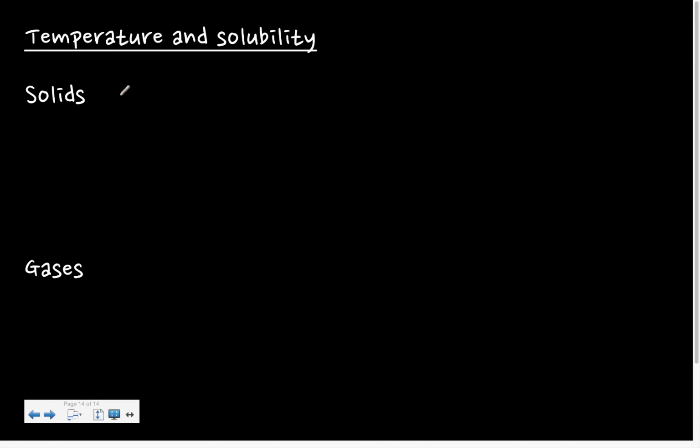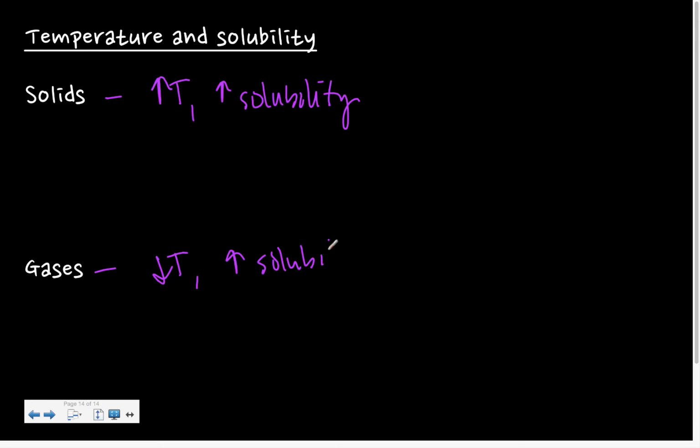Now, temperature, we just said that as we increase the T, we increase solubility. Now, for gases, what's the case? If we decrease the temperature, we increase the solubility. And if we think about what we know about gas behavior, like we talked about last year, if we decrease the temperature, they have less kinetic energy and they're less likely to be able to leave the liquid phase. They are less likely to leave the solution.